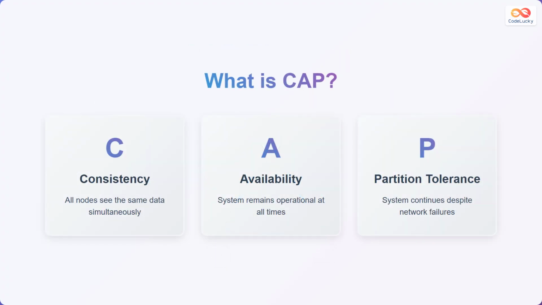The CAP theorem is defined by three key characteristics. First, consistency, where all nodes in the system see the same data at the same time. Second, availability, meaning the system remains operational and responsive at all times. Third, partition tolerance, ensuring the system continues to function even when network failures or partitions occur.